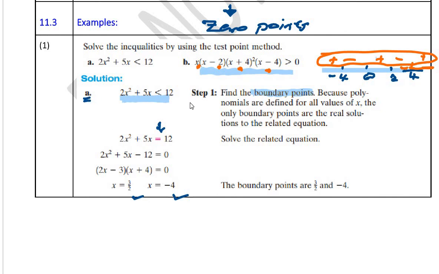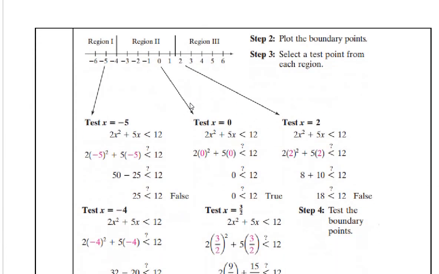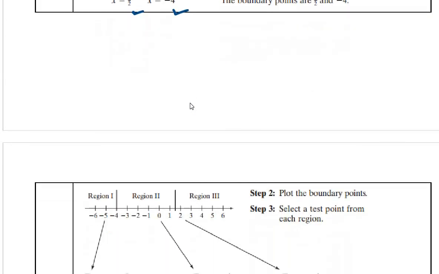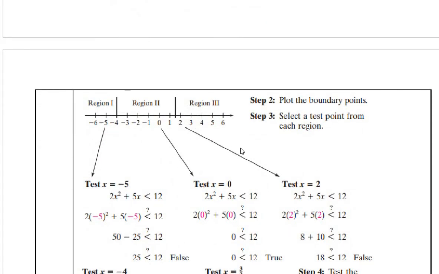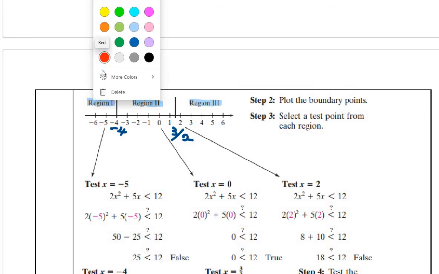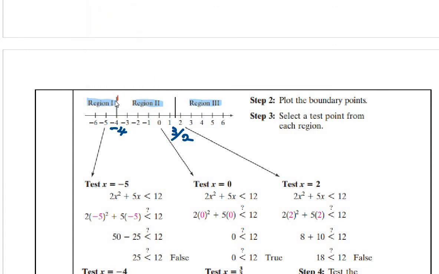Okay, so now we have our 3 over 2 and we have our negative 4. So here is the negative 4, and there's the 3 over 2. The important thing to note here is that we have 3 regions here. Region 1, region 2, and region 3. Because we have two points basically separating, we have that there and we have that there. So that separates it into 3 regions.